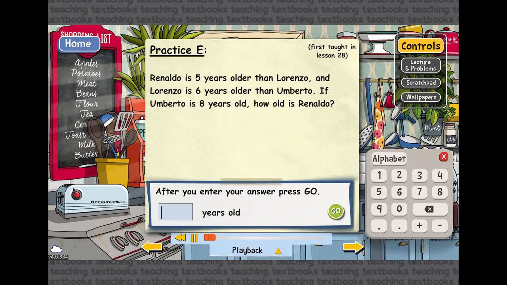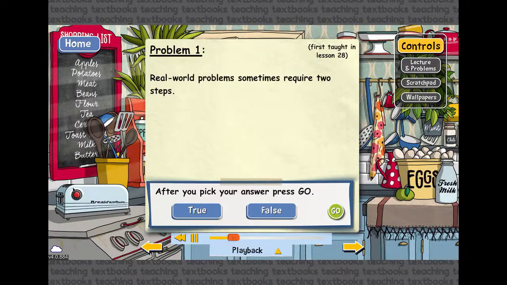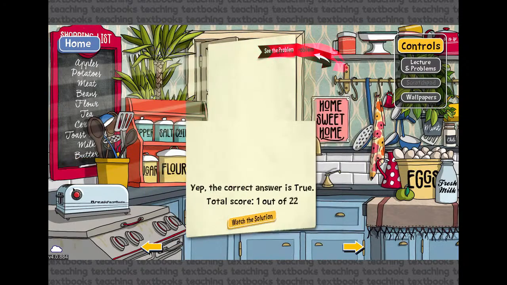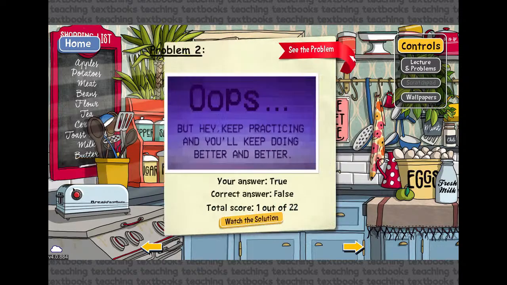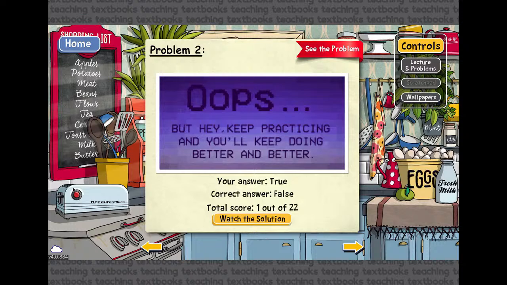Practice A. Problem 1. Tell whether this sentence is true or false. Real-world problems sometimes require 2 steps. Excellent. Problem 2. Tell whether this sentence is true or false. In every real-world problem with 2 steps, you have to add twice. Sorry, that's not it. Hit Watch Solution to see what you did wrong.